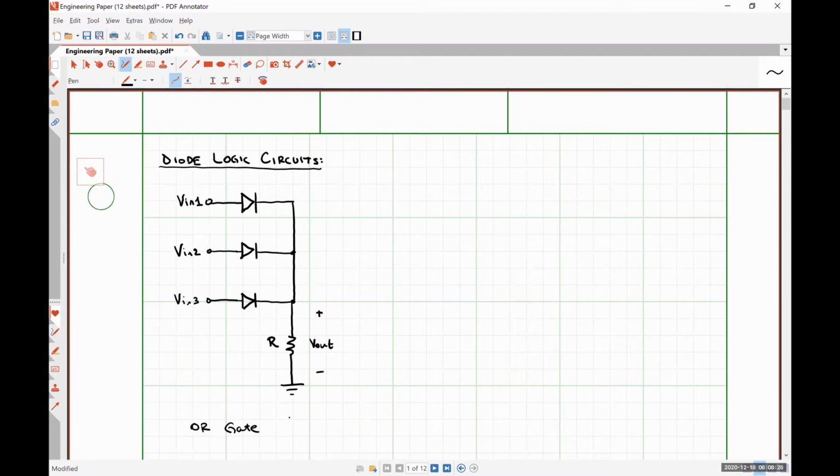So let's consider the first case. We're going to make effectively a logic table here. So VN1, VN2, VN3, V out.